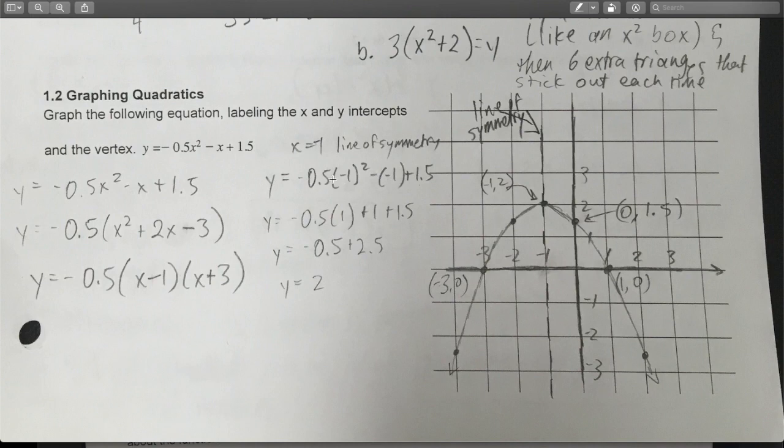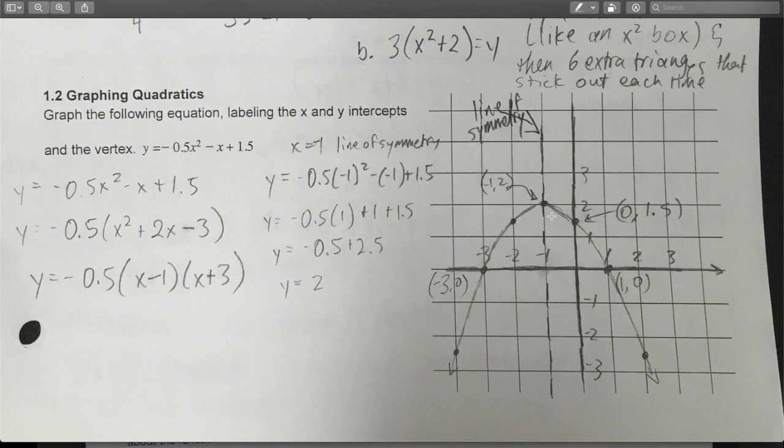When we plug in negative 1, we can find our vertex just by solving, basically. Negative 0.5 times 1, because negative 1 in parentheses squared is 1. Minus minus is plus, and plus 1.5. We have negative 0.5 plus 2.5 is equal to 2, so our vertex is up at (negative 1, 2). That's really all you need to do.